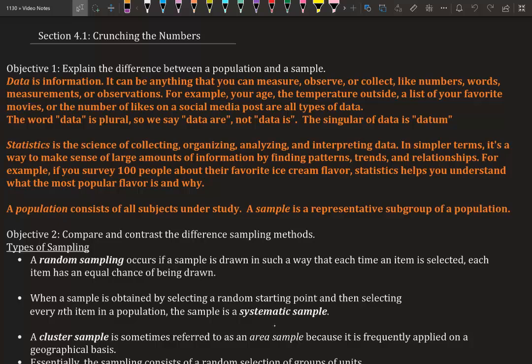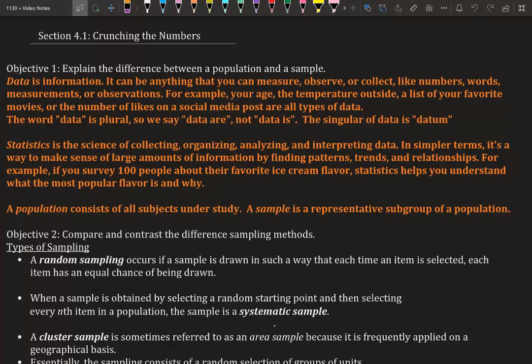4.1 Crunching the numbers. Explain the difference between a population and a sample. Data is information. It can be anything that you can measure, observe, or collect, like numbers, words, measurements, or observations. For example, your age, the temperature outside, a list of your favorite movies, or the number of likes on social media posts are all types of data.